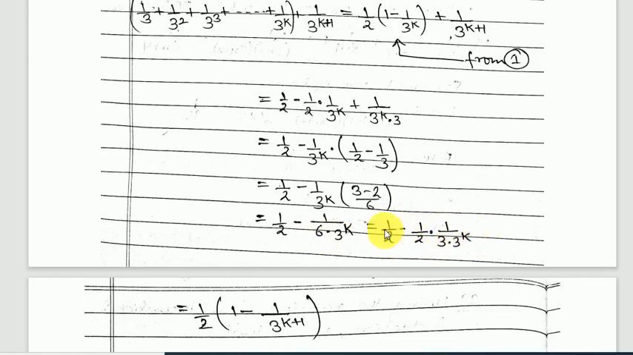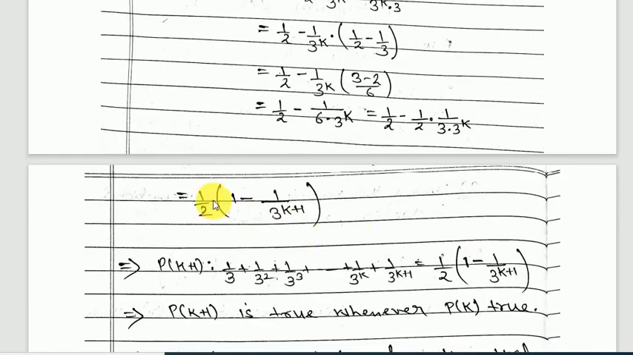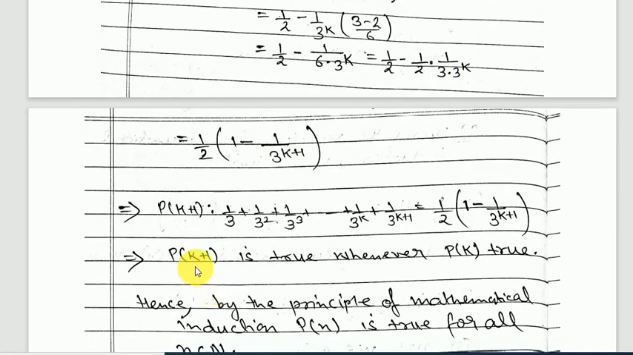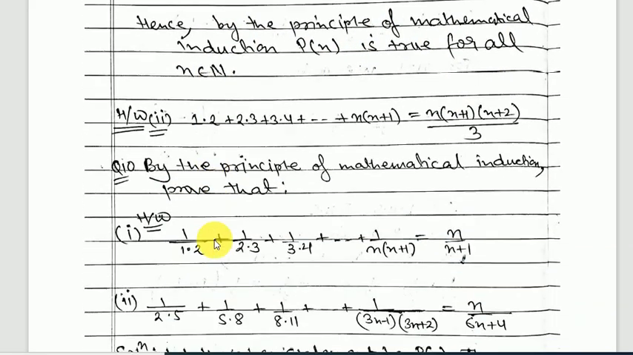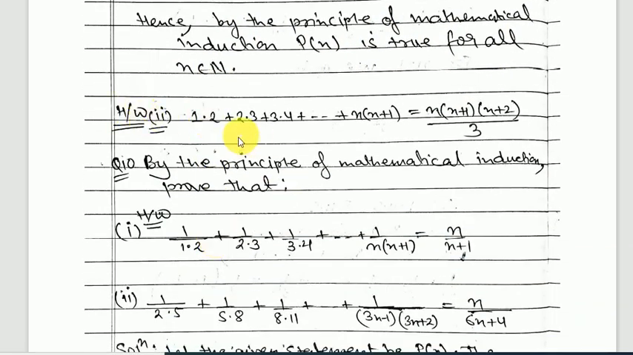Half is common in both, so I get this half out, then 1 minus 1 upon 3 to the power k plus 1. How? Because here 3 to the power 1 into 3 to the power k, bases same, powers added, so we get 1 upon 3 to the power k plus 1. So we have been able to show that this is the statement for k plus 1. Thus the statement is true for n equal to k plus 1 whenever we assume that the statement is true for n equal to k. Thus by the principle of mathematical induction, Pn is true for all n belongs to natural number. Done. So this is left for you as homework.